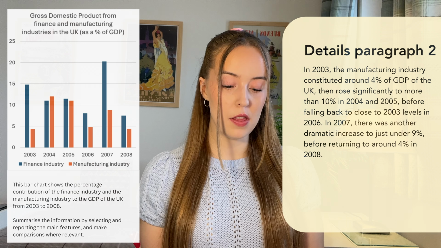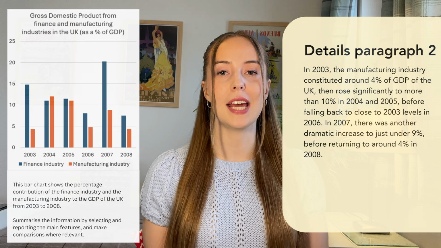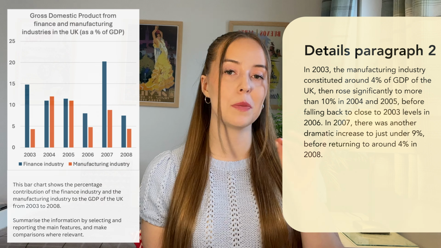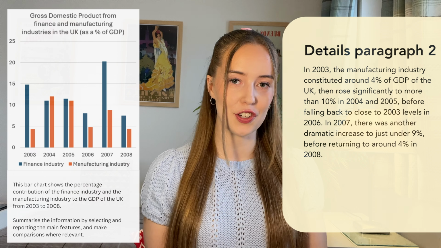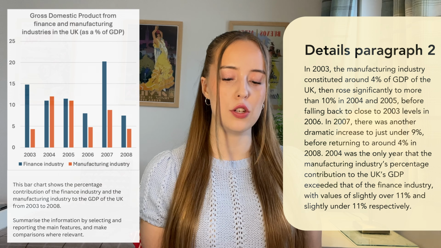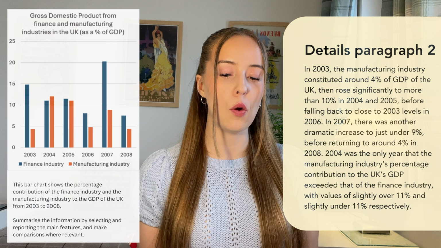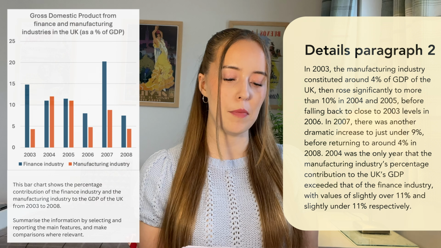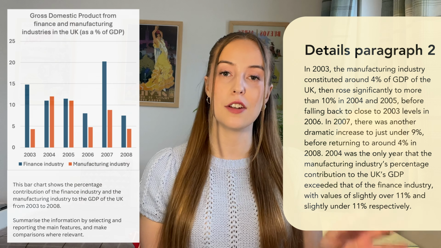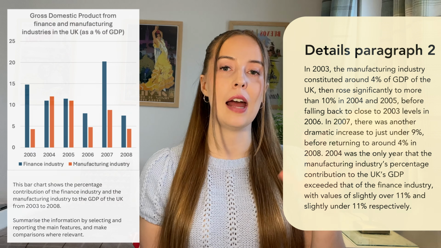In 2007, there was another dramatic increase to just under 9%, before returning to around 4% in 2008. So now I'm going to finish this paragraph off by comparing more specific data between finance and manufacturing. 2004 was the only year that the manufacturing industry percentage contribution to the UK's GDP exceeded that of the finance industry, with values of slightly over 11% and slightly under 11% respectively. Respectively is a really useful word and is generally considered to be a C1 or C2 vocabulary level. So I would advise getting familiar with it and learn how to use it properly.